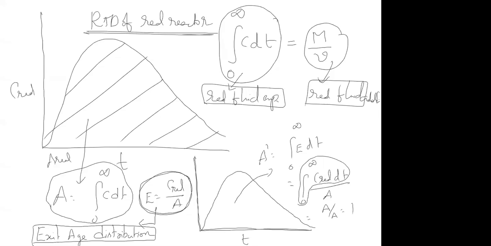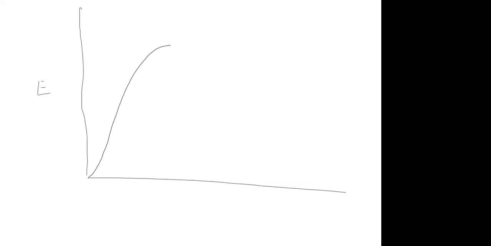So I divided this C curve by the area under the curve. Then I recalculated A prime, the area under the curve, which is integral 0 to infinity of E dt. What is E? C divided by A into dt. So A divided by A is 1. So we'll understand this E curve in detail. This is E. What is the area of this curve? 1. The area of this curve is 1.